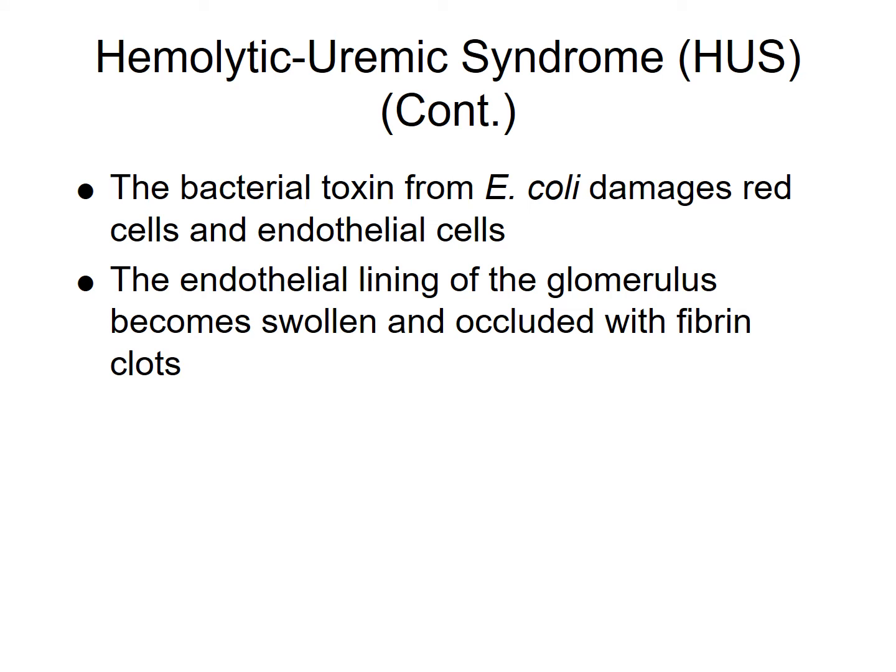The bacterial toxin from E. coli damages red cells and endothelial cells, and the endothelial lining of the glomerulus becomes swollen and occluded with fibrin clots. Now, the only thing we can hopefully do with these kids is put them on dialysis, and also, where they filter the blood, plasmapheresis. They perform plasmapheresis on these children to try to get rid of that damaging toxin.